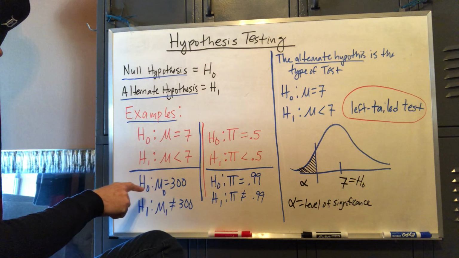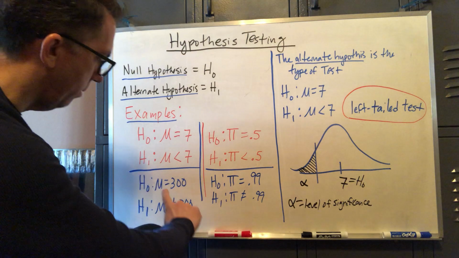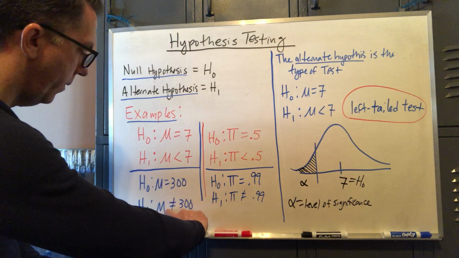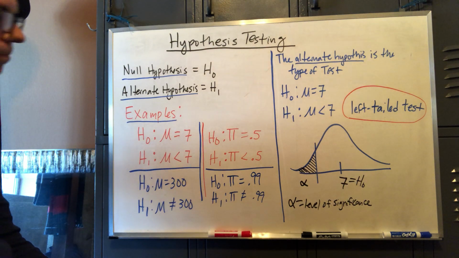For my next one, I have the null hypothesis, oops, I wrote something wrong here. Let's take that off. I have mu equals 300, and then we think that it's different. So we didn't say it's less or it's greater, we're just going to say it's different. So I put a not equal sign for the alternate: mu is not equal to 300.